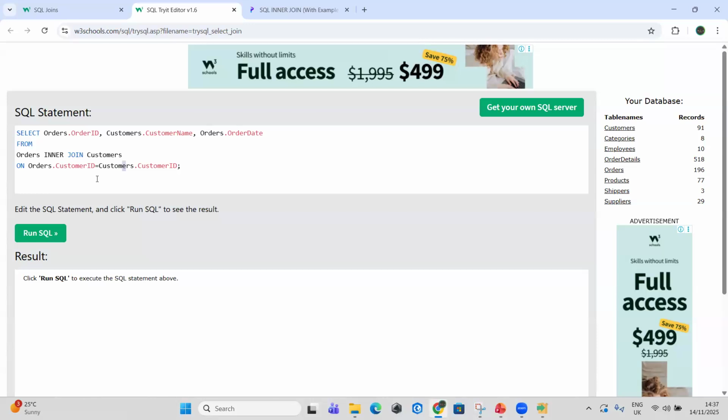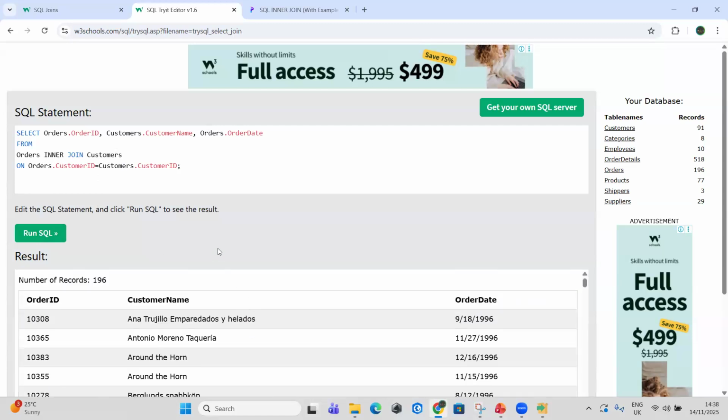Got it? Sure? Okay. So I run the SQL, I get this. Now let me try something. But just one question. On the first row, it says select orders, customers, and then orders.